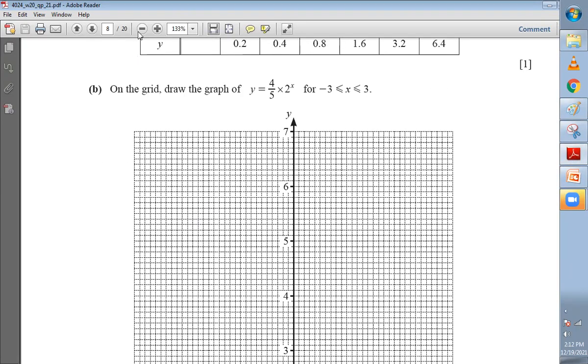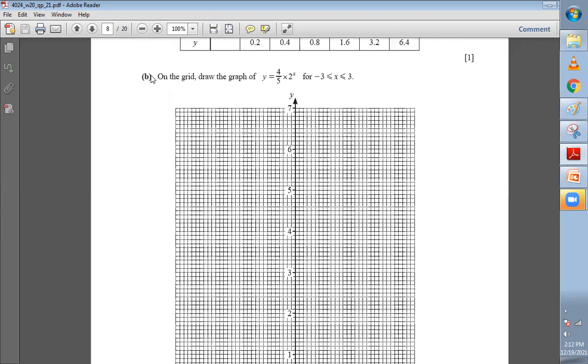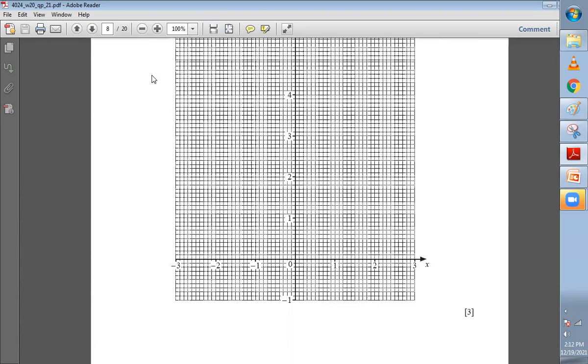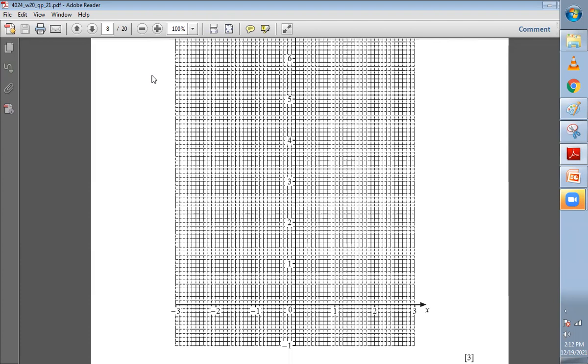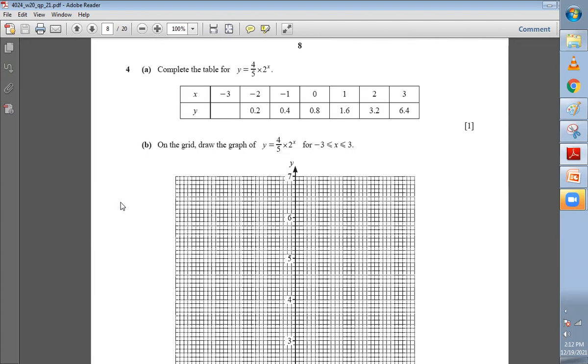Then their question is, let me reduce the size so you can see this. Here we have a graph given. It's a 3-mark question, part B. On the grid, draw the graph of y equals 4 by 5 into 2 raised to power x from -3 to +3. The x value is varying from -3 to +3. So here you have the x value, y value.